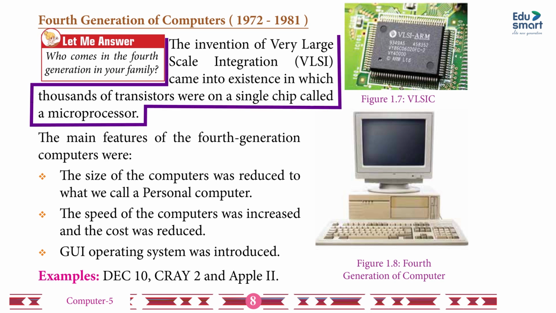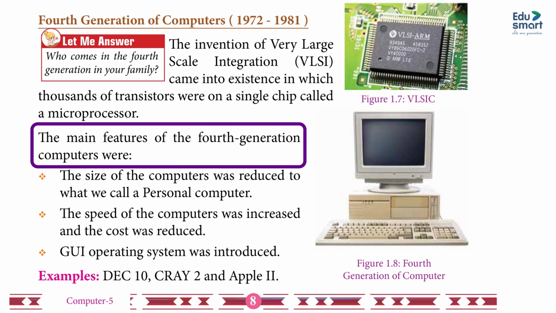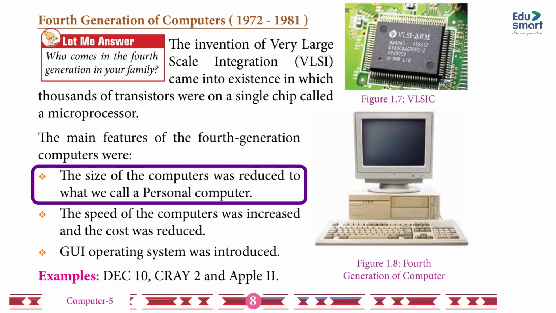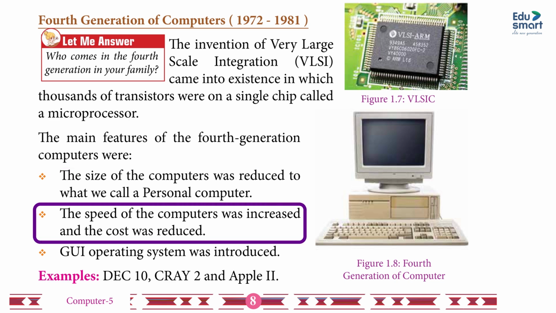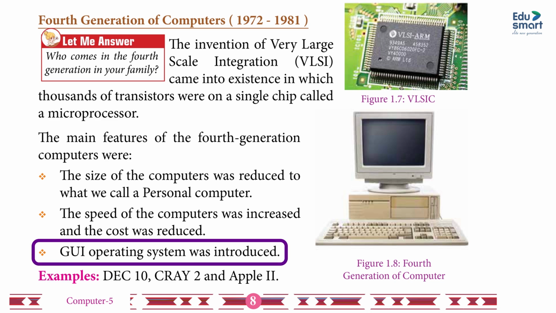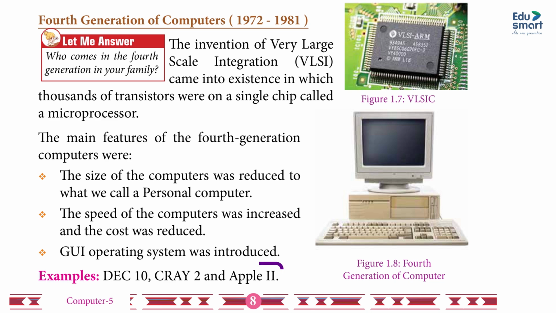The invention of very large scale integration, VLSI, came into existence, in which thousands of transistors were on a single chip called a microprocessor. The main features of the fourth generation computers were: the size of the computers was reduced to what we call a personal computer. The speed of the computers was increased and the cost was reduced. GUI operating system was introduced. Examples: DEC 10, Cray 2, and Apple II.